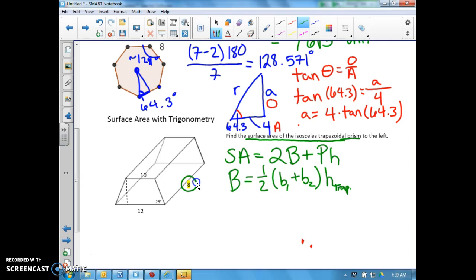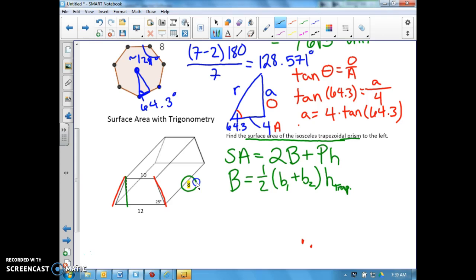Now we have a couple of problems right now because I'm missing some things. One, I don't have the height of the trapezoid. Okay, I don't know what this is. I'm going to have to solve for it with trig, knowing that this is 25 degrees. And I don't have all of the sides of my base, so I don't have those two sides to be able to get the perimeter I need. So I've got a bit of trig in my future, but let's start by trying to solve for the trapezoid.